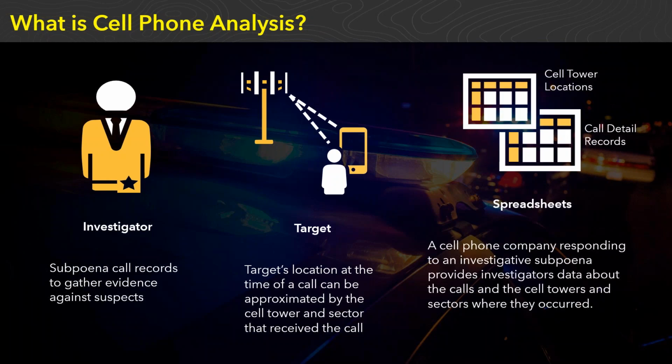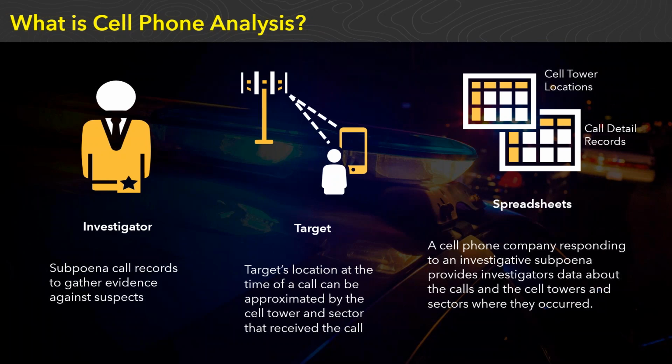Well, when that happens, what does that data look like? Generally, it's going to look like a couple of spreadsheets, not always two, sometimes one, but generally you're going to get two spreadsheets back from the cell phone provider. The first has information about the cell towers where calls were received during whatever amount of time was subpoenaed by the investigator. And then the second spreadsheet is going to be all of the actual calls themselves.